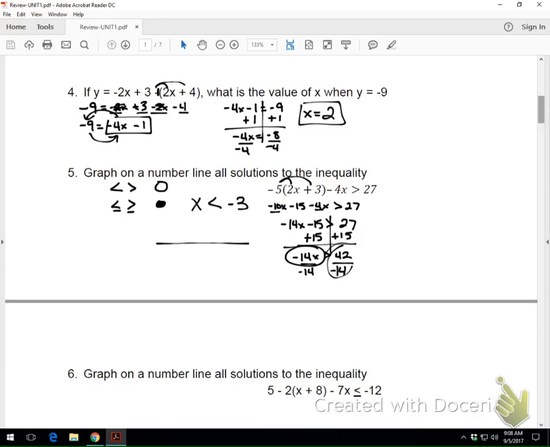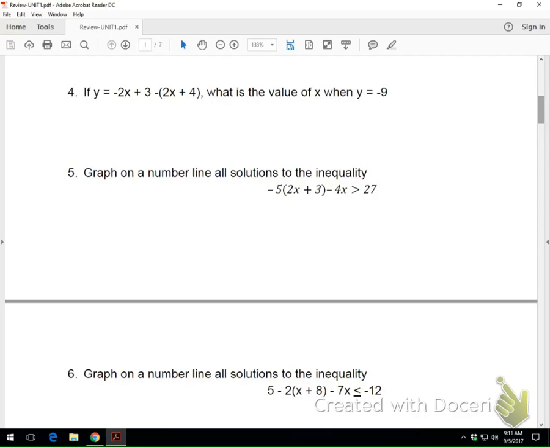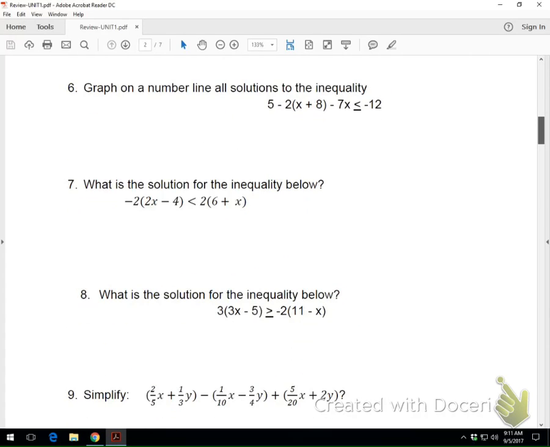So if I did this on a number line, it would look like this. Open or closed? Open. Which way am I shading? Left or right? Left. Pretty simple, right? Okay. Alright, let's flip the page, or the next page, whatever.